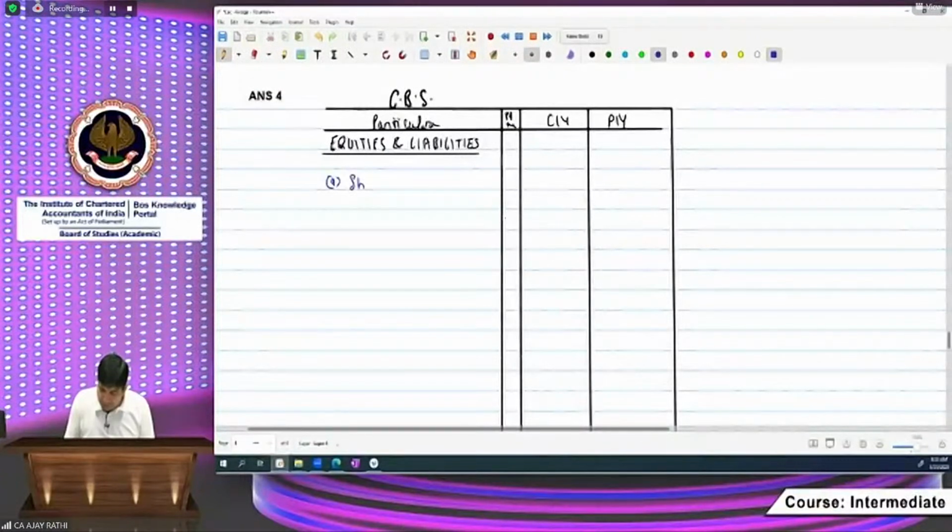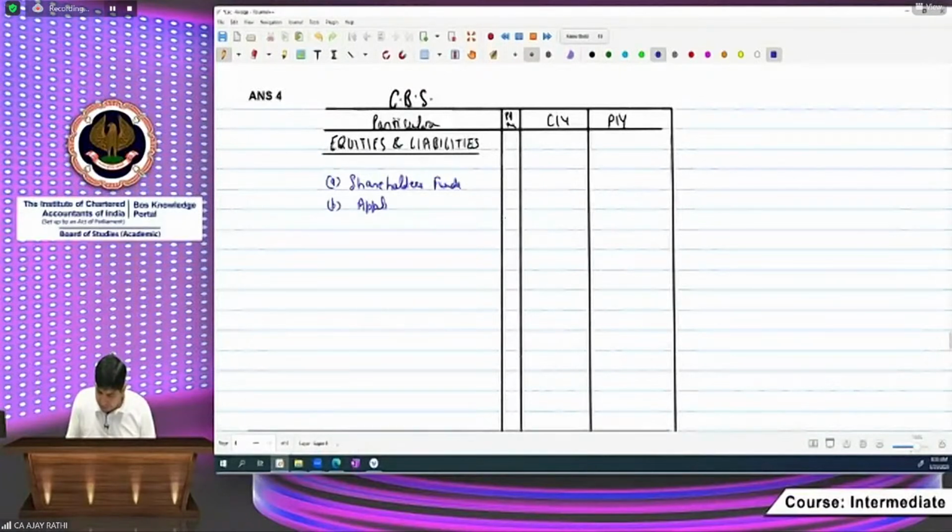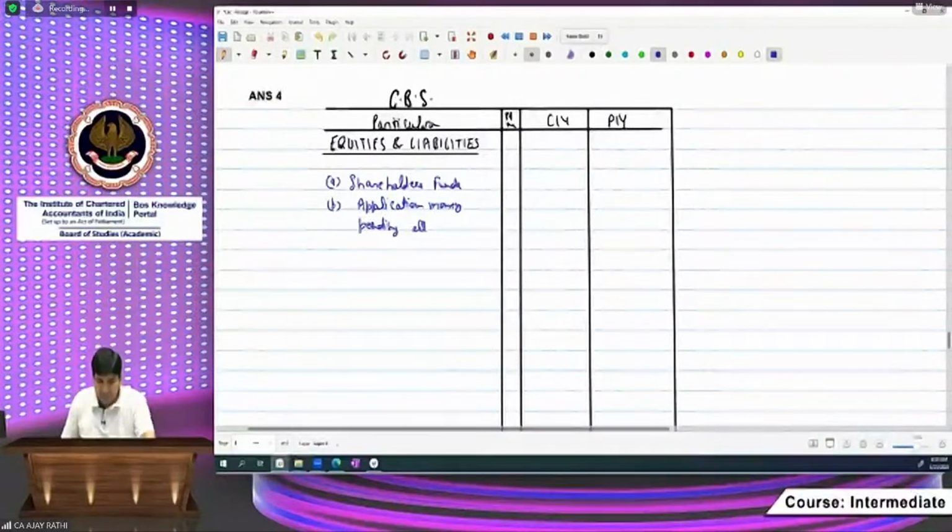Shareholders funds. B, application money pending allotment. Please prepare the solution in the same way. Beta Abdul, I am not getting what you want to tell me, beta. What do you want to ask, beta? Pending allotment.